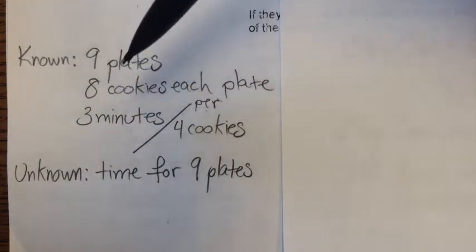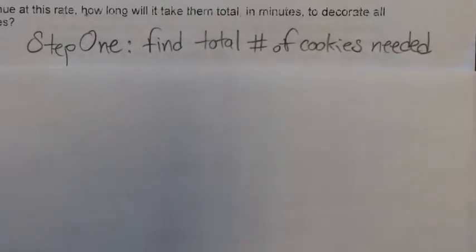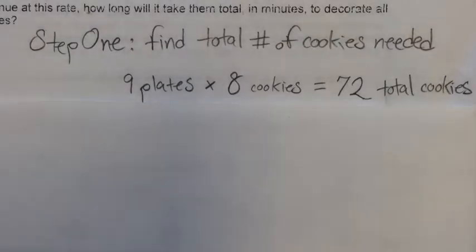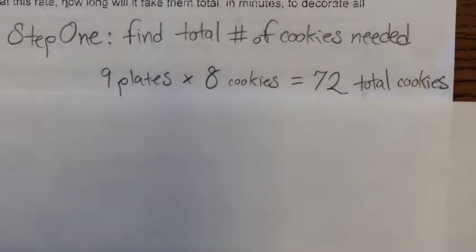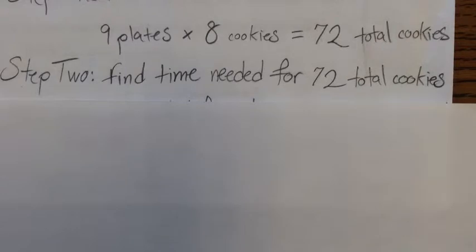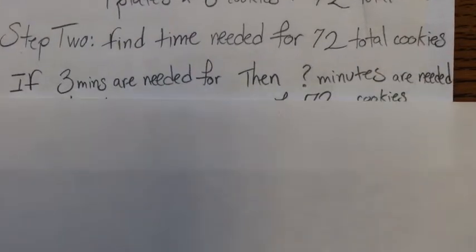So what should I do first? Probably I need to figure out how many total cookies I need, right? Step 1, find the total amount of cookies. 9 plates times 8 cookies is 72 total cookies. That was simple. Step 2, find the time needed for 72 total cookies.